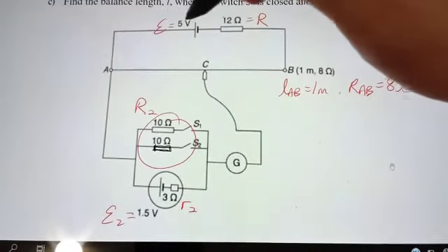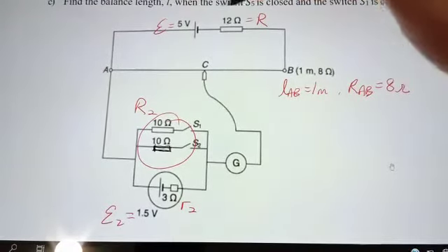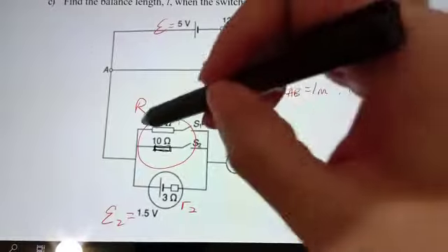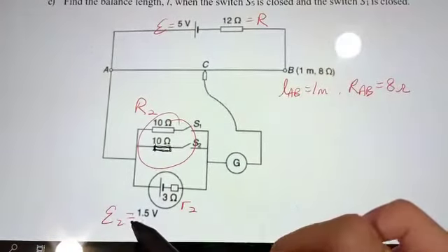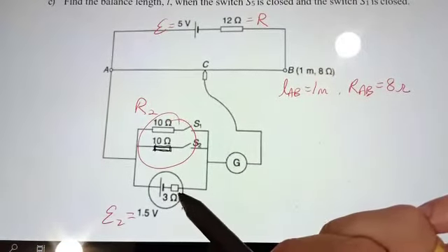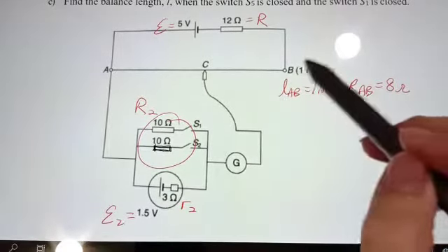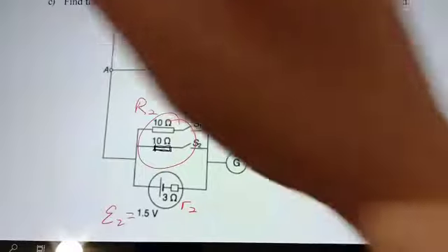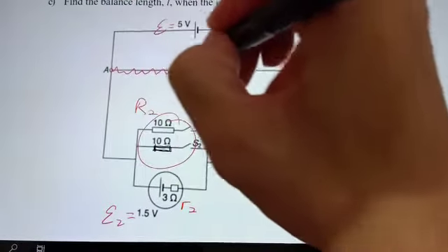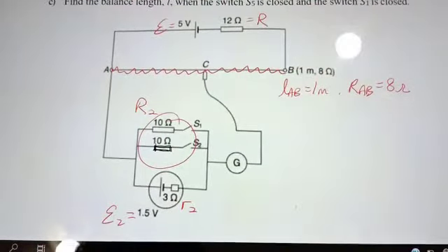So E equal to 5 volt, R equal to 12 ohm. This is R2, and E2 with small internal resistance r2, and the length LAB, the resistance RAB. This whole wire is actually a resistance wire.